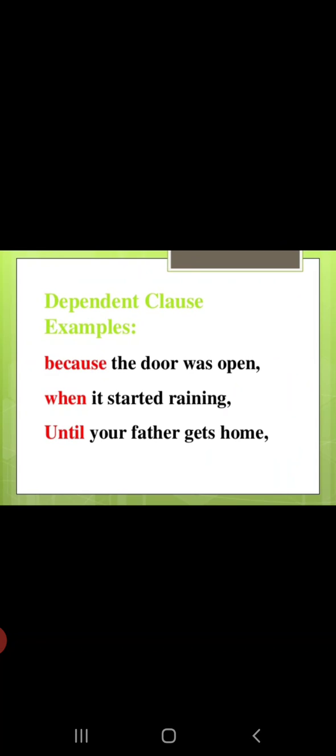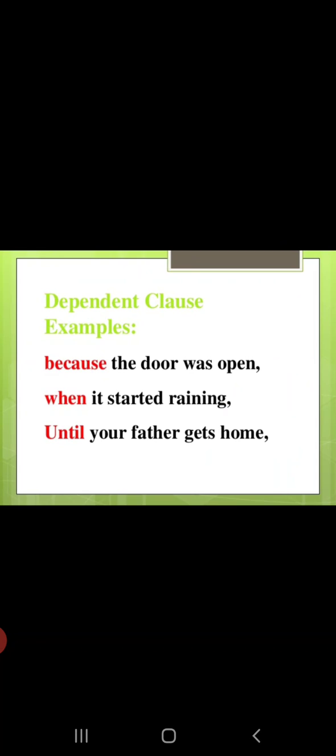Guys, there is one more thing you have to know about the dependent clause, that it begins with subordinating conjunctions such as because, when, if, although, while, etc. Guys, a subordinating conjunction always comes at the beginning of a subordinate clause. A subordinate clause may come before or after the main clause.